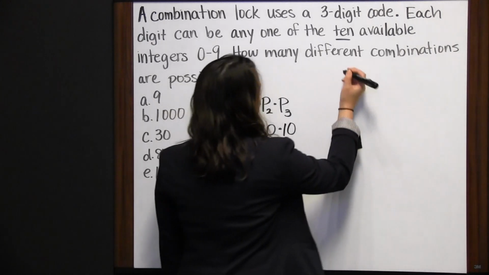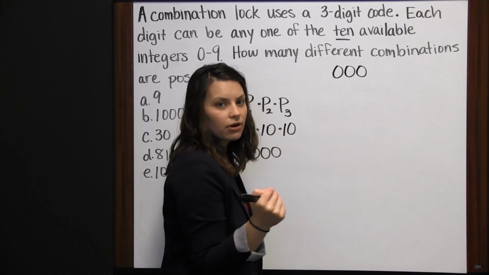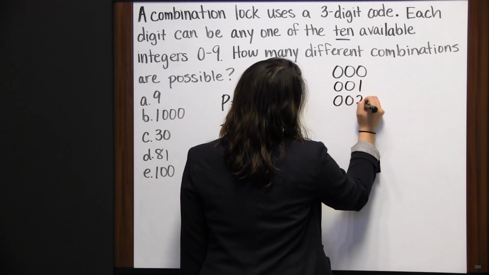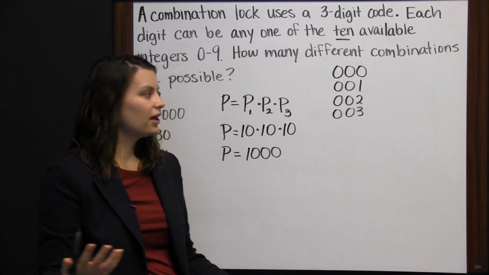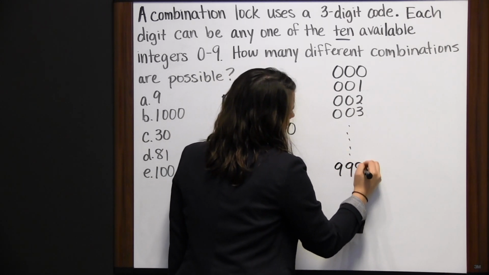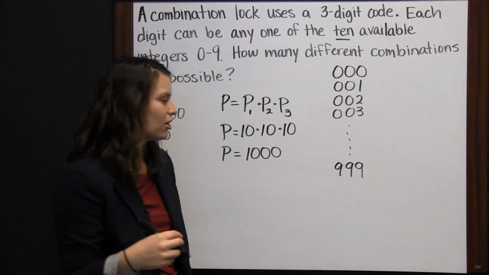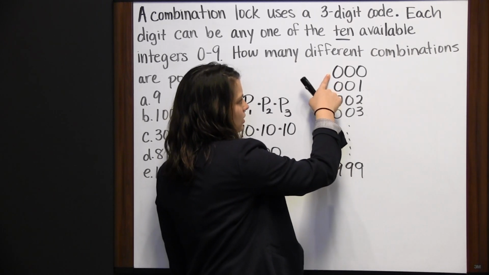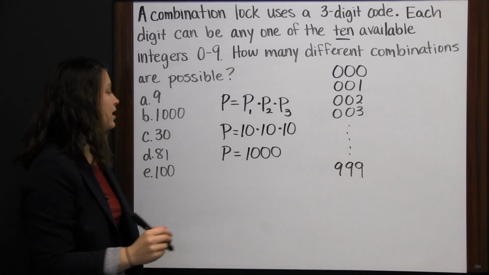Of course, you can always see by actually writing the combinations. 0, 0, 0 would be the first. Then 0, 0, 1, 0, 0, 2, 0, 0, 3, 0, 0, 4, 5, 6, etc., all the way up to 999, which makes it seem like there are 999 possible outcomes. But really, we have to count this first one, the 0, 0, 0, which gives us the total of 1,000 possible outcomes.